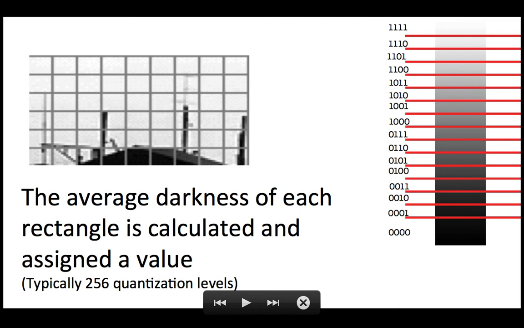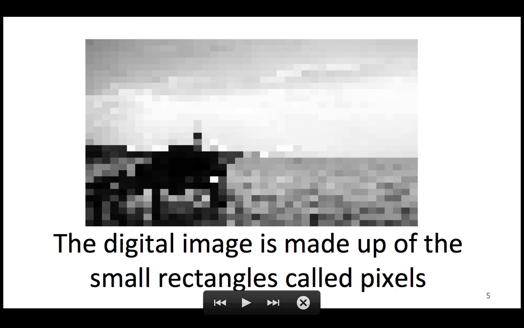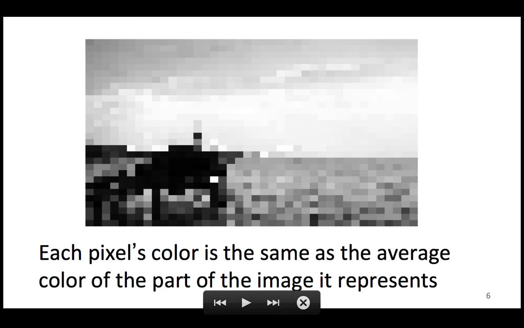So we're just taking a tiny portion of the image, seeing how light or dark that is, and then depending on how light or dark it is, it gets assigned to one of these slots. And so we end up with what we call pixels. And so each pixel's color is the average of the area of the image that it represents. And you're familiar with the idea of pixels, I'm sure already.